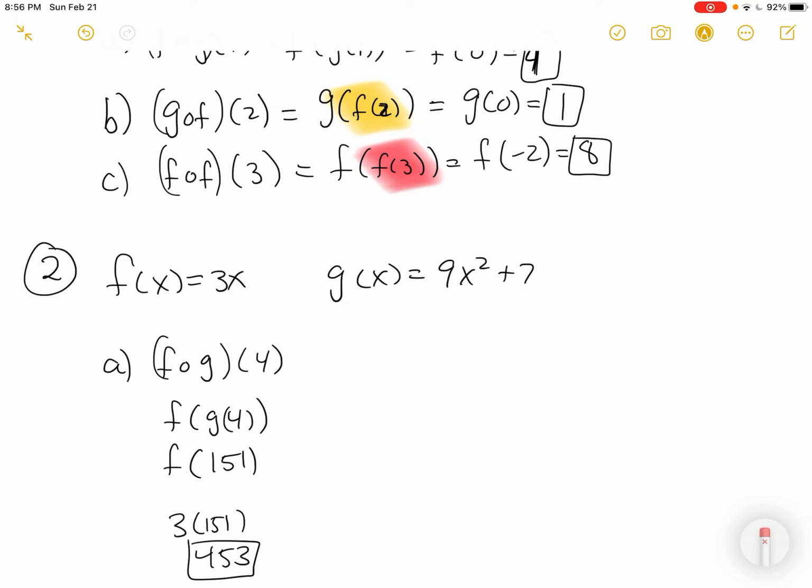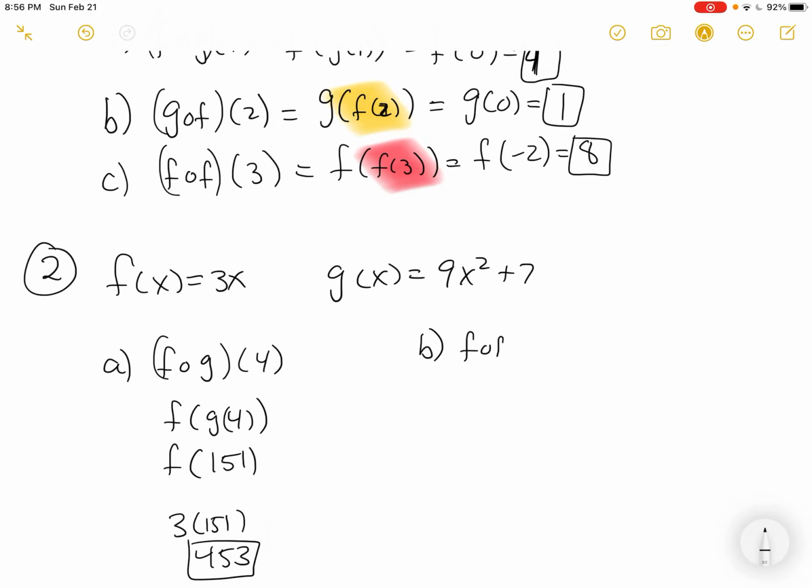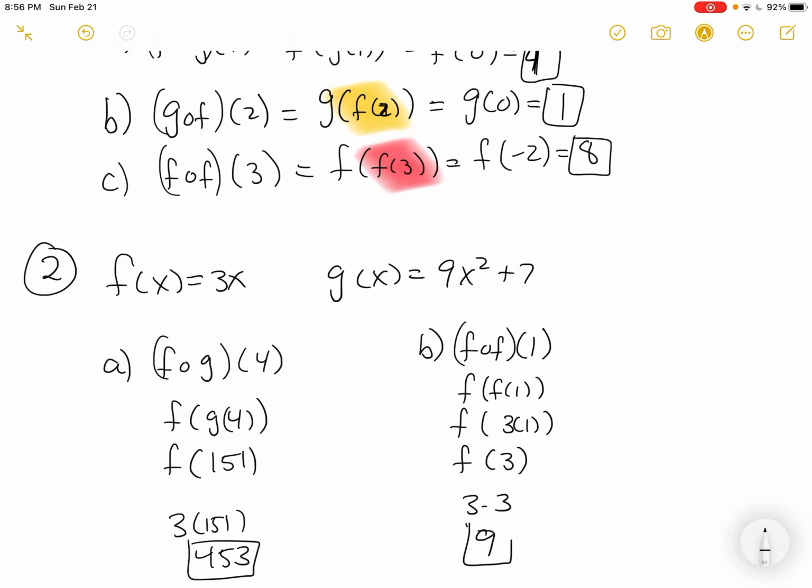So here's another one, part B. Sorry, let me get a pen here. Part B. F composed with f of 1. Well, what's f composed with f of 1? That's f of f of 1. That's f of 3 times 1. That's f of 3. Well, what is that? That's 3 times 3, which is 9. And very quickly we can get that answer, right? And they'll just range through. It can get big, right?